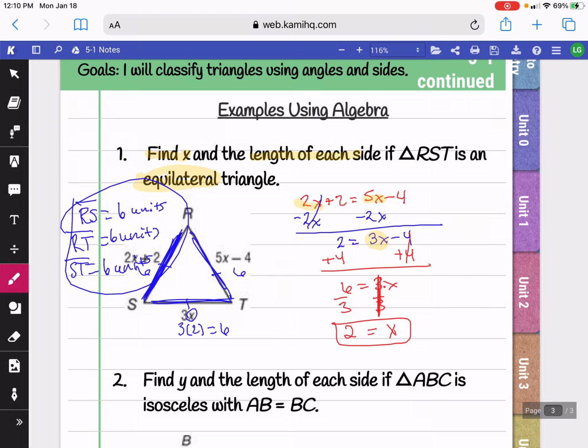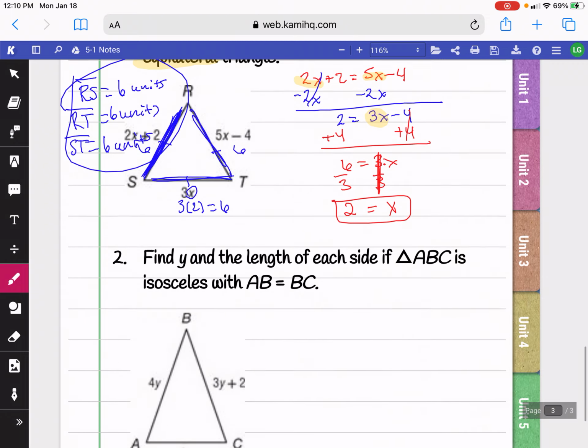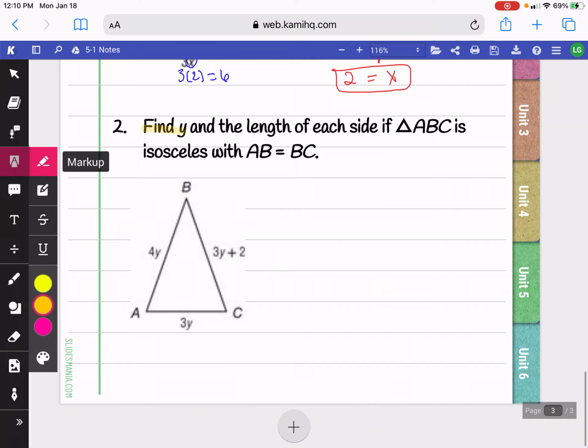So again, because it was equilateral, I knew all the sides were equal. I didn't have to plug into every side. That would just be giving myself more work. On this next question, we want to find y and the length of each side. This time it's isosceles with AB equal to BC.